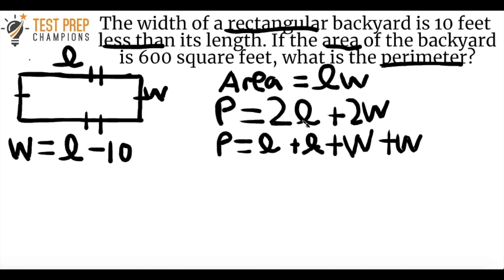So we've got our area and our perimeter. What we're also told in the question is that the area of the backyard is 600 feet. When you're writing equations, is usually represents the equals. So we know that 600 is equal to our area.